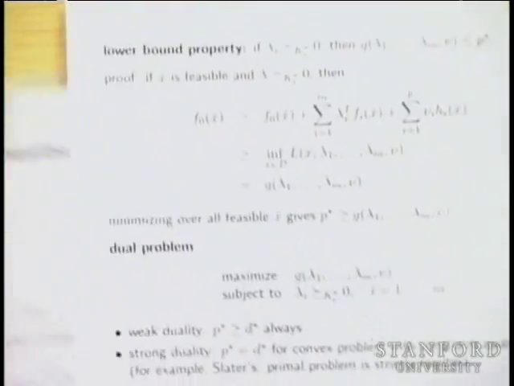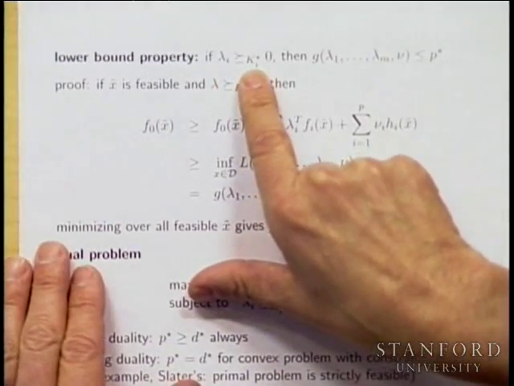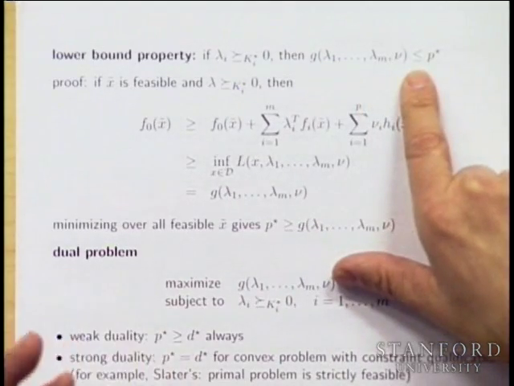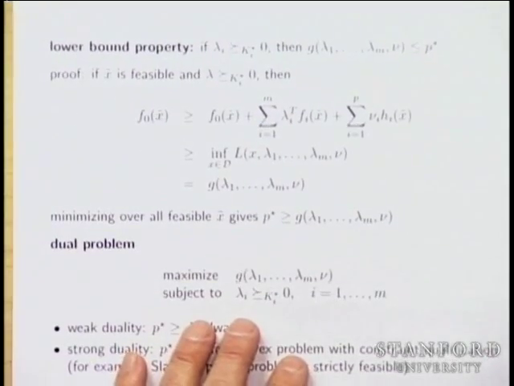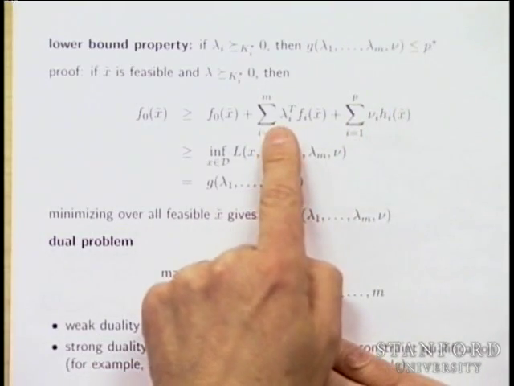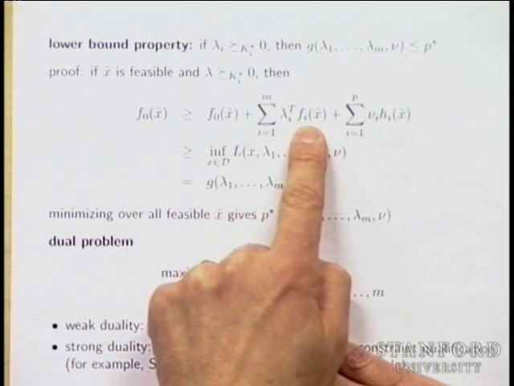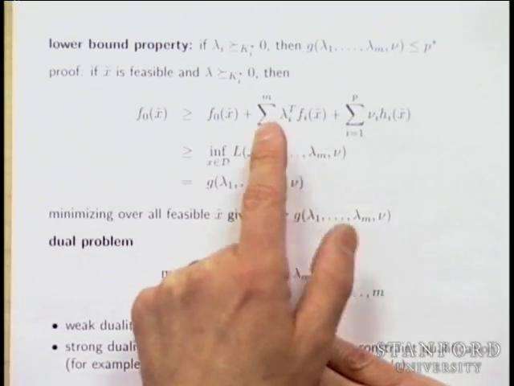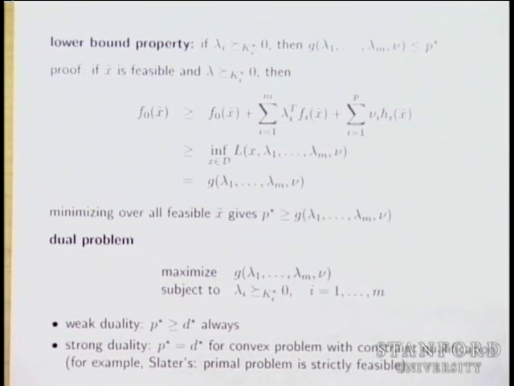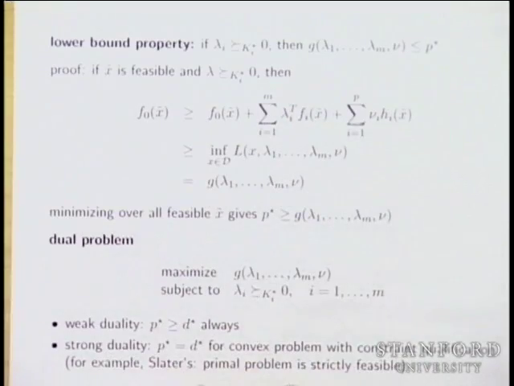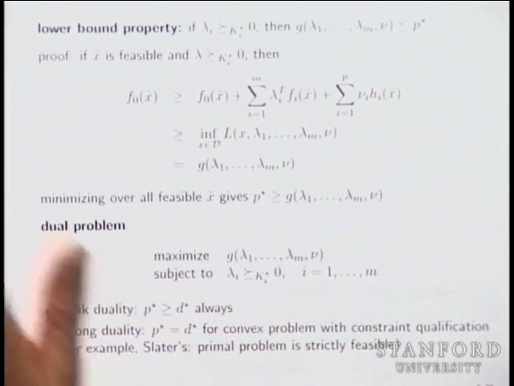So, and everything else works. You have the lower bound property. If these lambdas are in the dual cone, bigger than zero, then g is a lower bound on p star. And actually everything is the same. These are zero, and then this is a product of elements in the cone. That's in the negative cone, and that's in the dual cone. Inner products of things in the dual cone and the cone are non-negative. Inner products of things in the dual cone and the negative cone are non-positive. And so this thing's less than or equal to zero. Everything works, including Slater and everything.